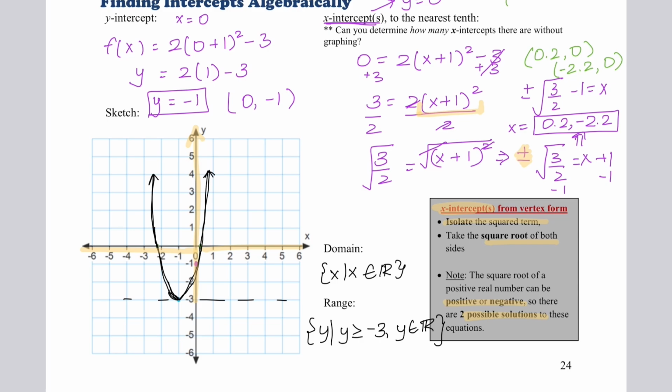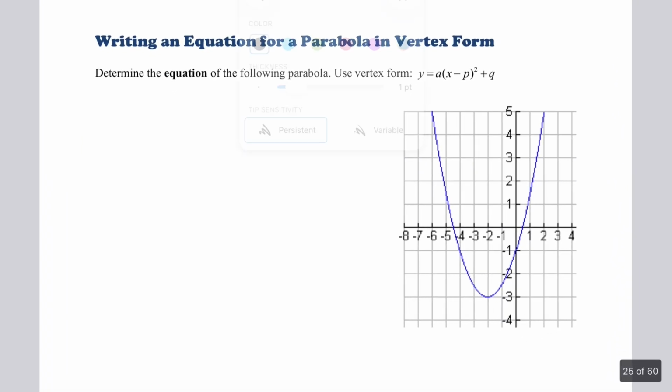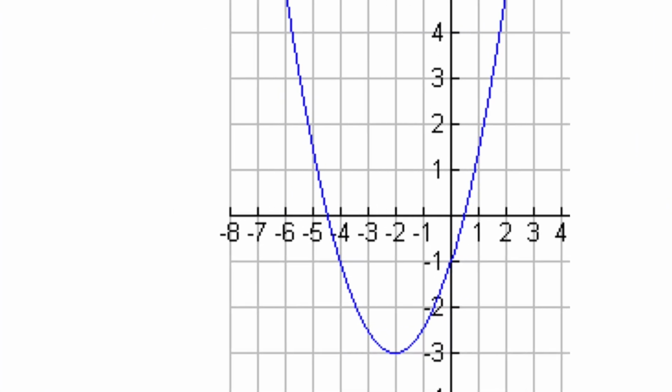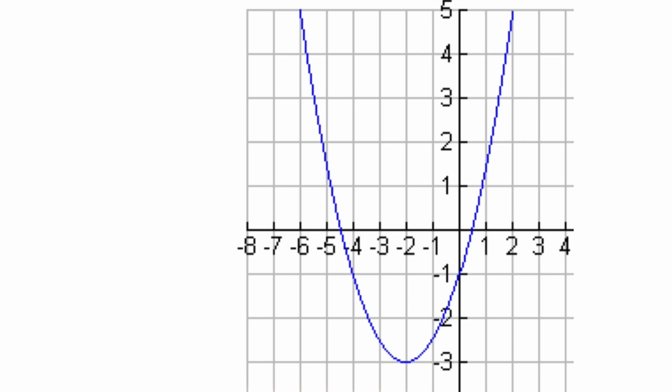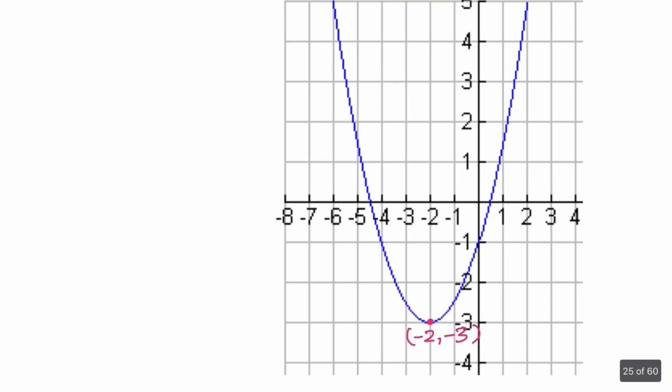Okay, let's look at a question in which we are writing an equation when a graph is given to us. So looking at the graph, what can I figure out just by looking at it? Vertex, which is awesome, negative 2 comma negative 3. What else can I figure out? The y-intercept. So I have a y-intercept over here, which is 0 comma negative 1. I have other intercepts, x-intercepts, over here as well.